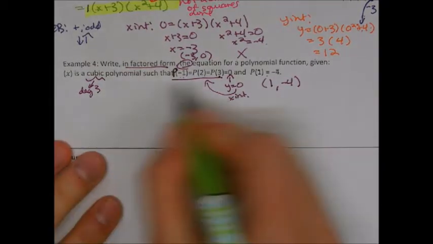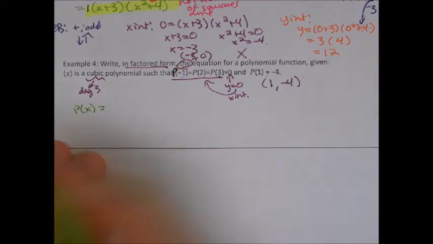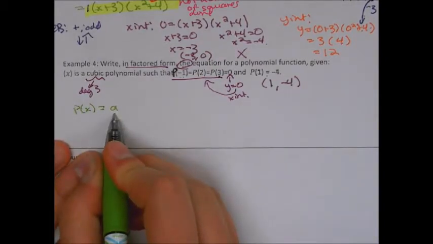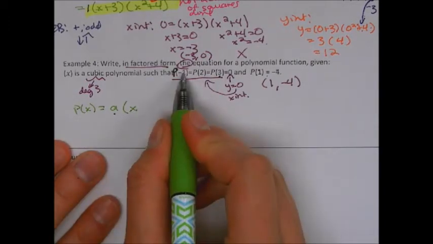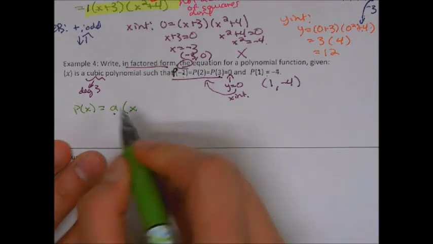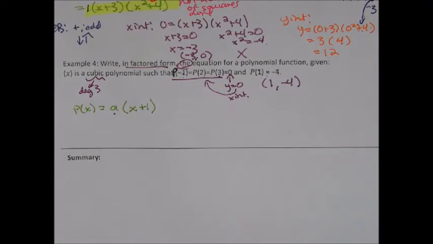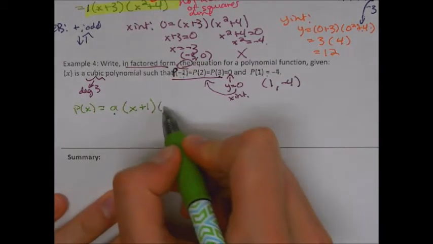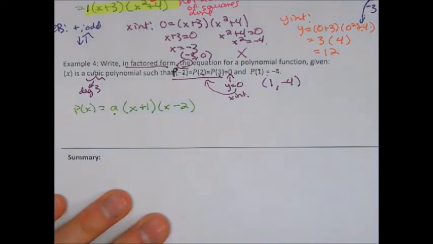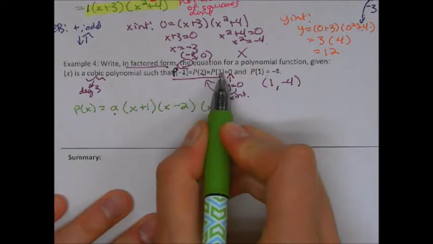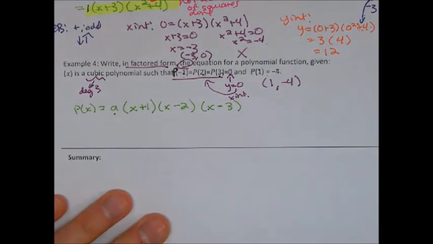Okay, our function is called P, so P of x equals A. We don't know what our leading coefficient is. Now my 0 is negative 1. My x-intercept is negative 1, so when I write it, it's a plus 1. This is a plus 2, so when I write it in factored form, it's a minus 2. And I have one last one. This is a plus 3. When I write it in factored form, it's a minus 3.